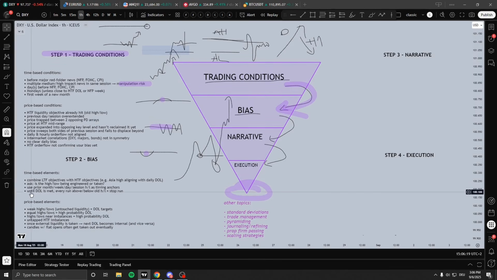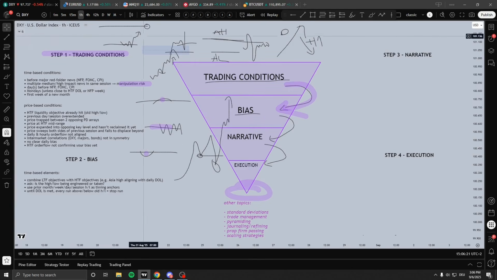Also, how you want to think is always, until we have not taken out that higher time frame objective which you're aiming for, each run below a weak low is considered a stop run or a continuation into the higher time frame target until we take that one out.